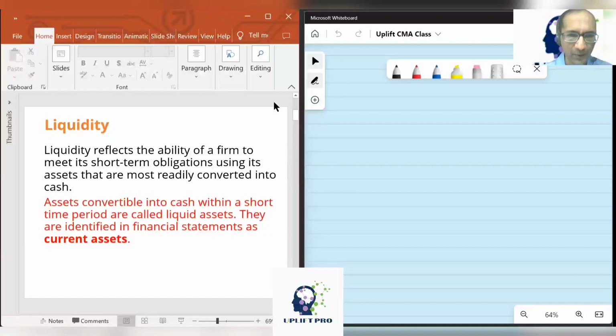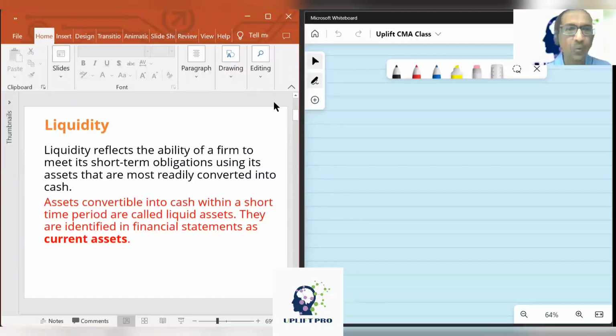So what is liquidity? We need to understand that first before we study the ratios. Liquidity reflects the ability of a firm to meet its short-term obligations using its assets that are most readily converted into cash. Three points here. One, it's the ability of the firm to meet its short-term obligations, and it is using the assets which can be converted into cash readily.